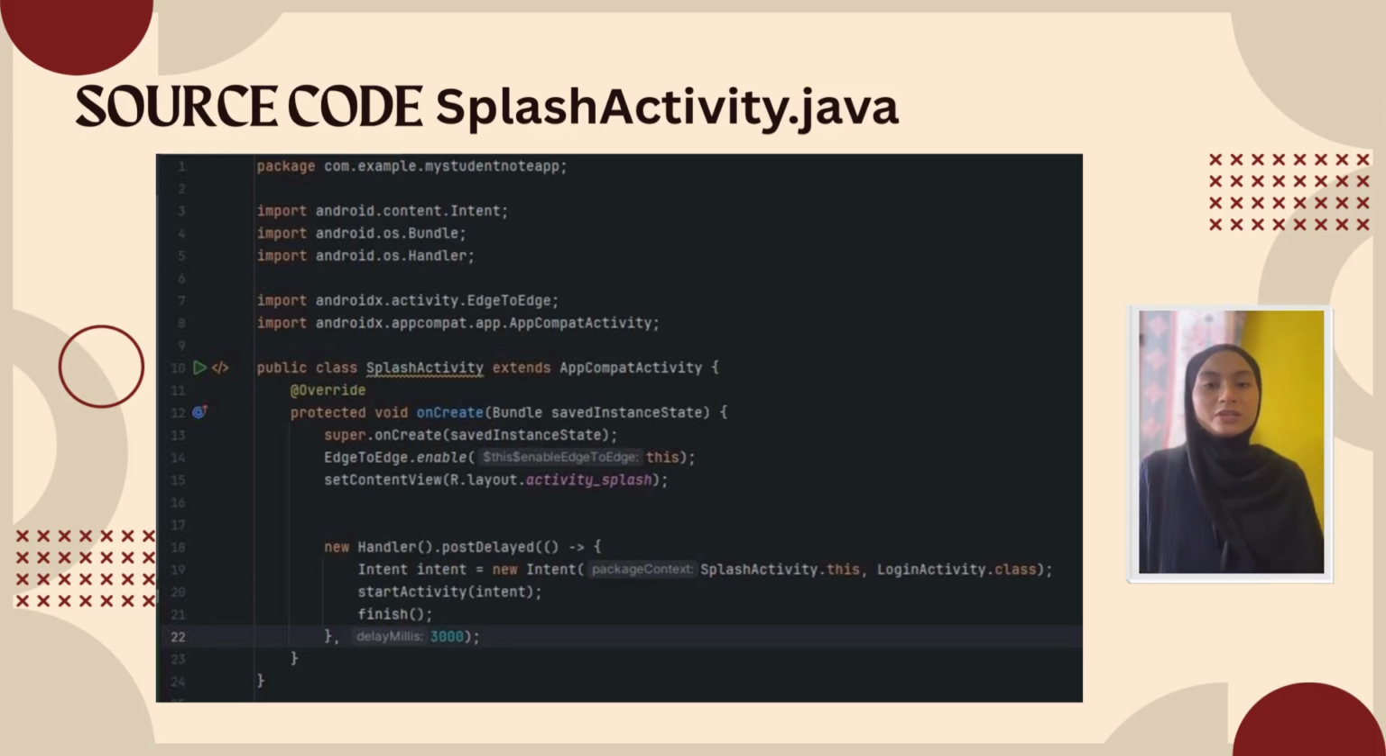Next, move to lines 20 to 22, navigation to the main screen. After the delay is finished, the code inside the runnable is executed. We create a new intent, which acts as the intention to move from SplashActivity.this to MainActivity.class, the main screen of the app. We then call startActivity(intent) to launch the main screen. Finally, we call finish(). This is critical as it closes the splash activity so the user cannot navigate back to the splash screen when pressing the back button.